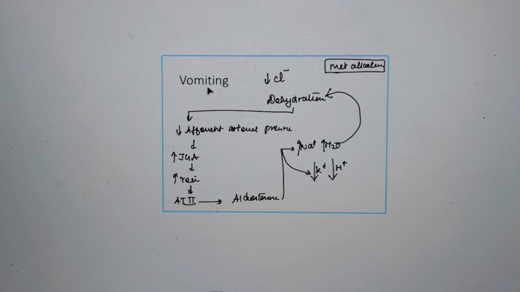Most people think the metabolic alkalosis in vomiting is due to loss of gastric acid, which is not a significant component of blood. But it is primarily due to secondary hyperaldosteronism, which is triggered by dehydration.